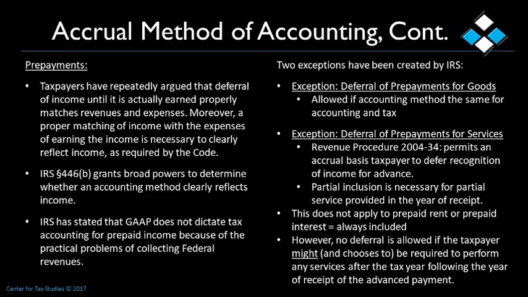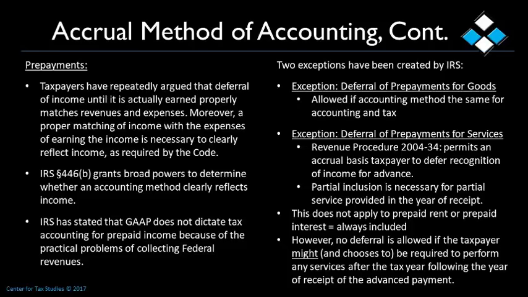Partial inclusion is necessary for partial services provided in the year of receipt, with the remaining income included in the subsequent year when services are performed in the subsequent year. The method may be used for advance prepayments received for goods, intellectual property, the sale, lease, or license of software as well. This does not apply to prepayments for rent or prepaid interest. Prepaid rent or interest is always included in the year of prepayment.